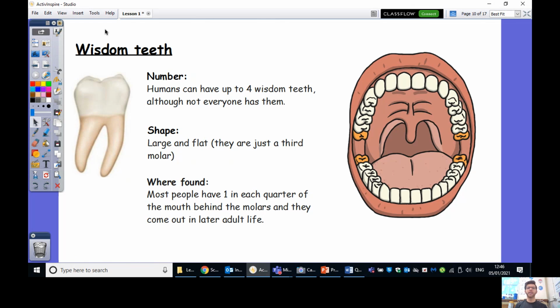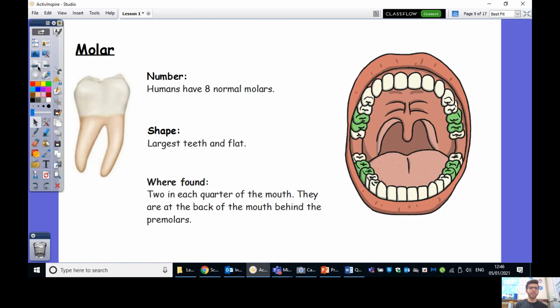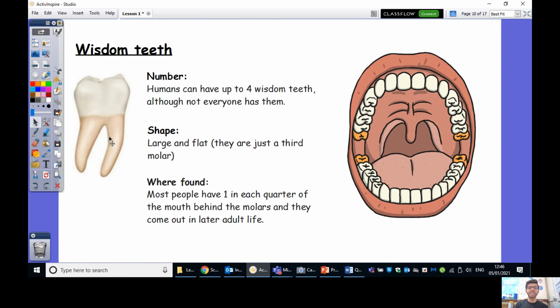So 4 wisdom teeth. You look at the picture, it looks very similar to the molar, and that's because it is exactly the same. They are large and flat, and they're just an extra molar in the back. Most people have one in each corner of the mouth, right behind the molars, and they come out later in adult life. So why do we call them a different name? The reason is that they come out later in life, so that's a good way of remembering it. If you think wisdom is normally something that older people have, the wisdom teeth come through when you're older.